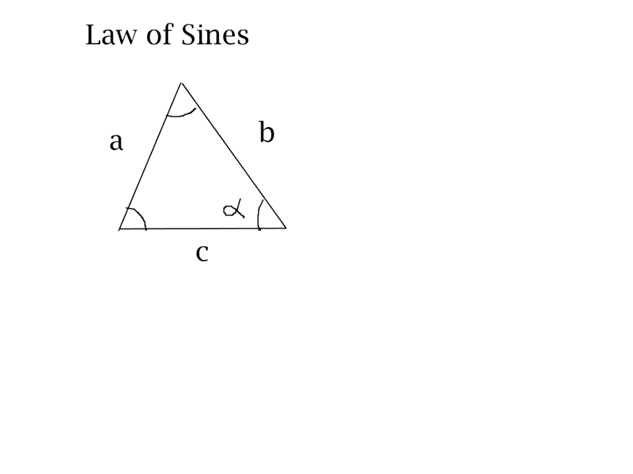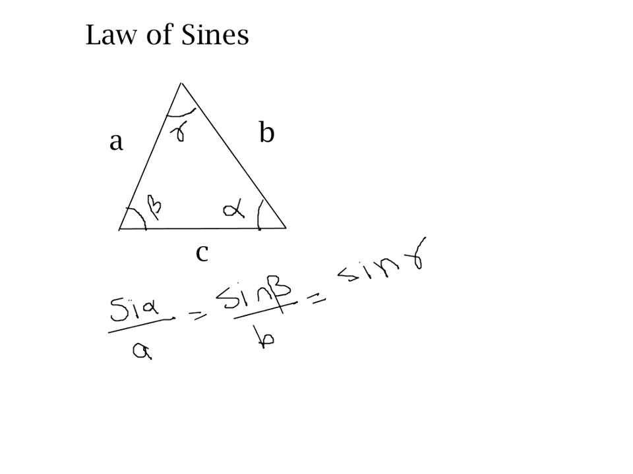That's angle, or that's alpha. So angle alpha is across from A, angle beta is across from B, and angle gamma is across from C. The law of sines says that sine alpha over A is equal to sine beta over B is equal to sine gamma over C. Okay, we're going to do two examples in this recording, and they're pretty straightforward. And then there will be a second recording with additional examples.